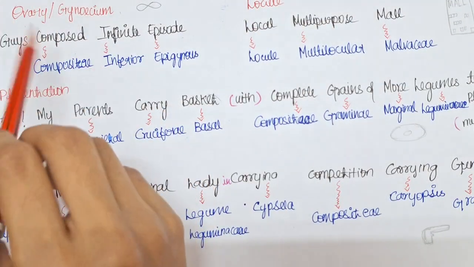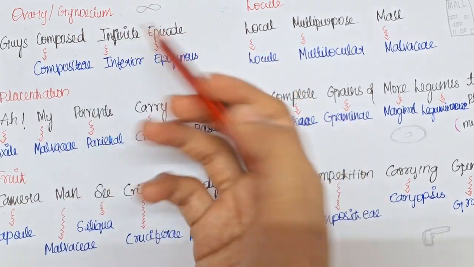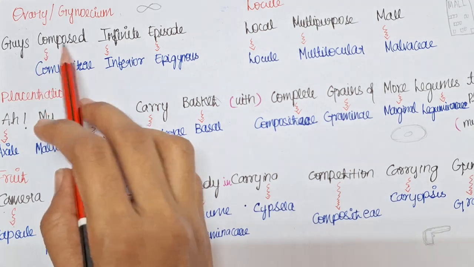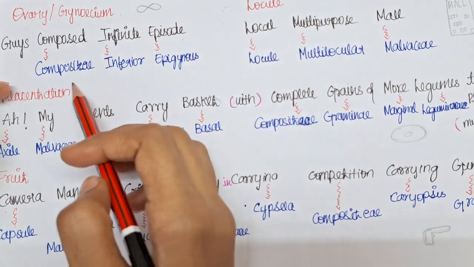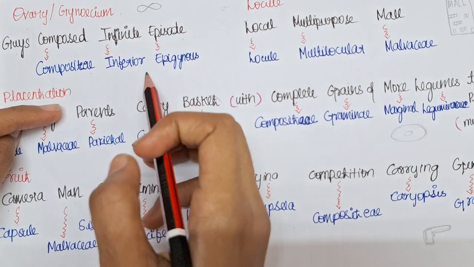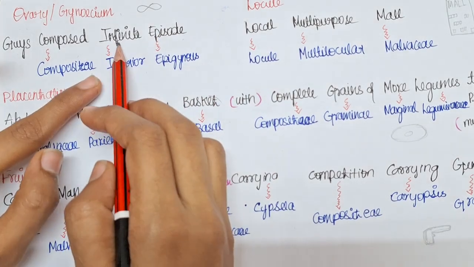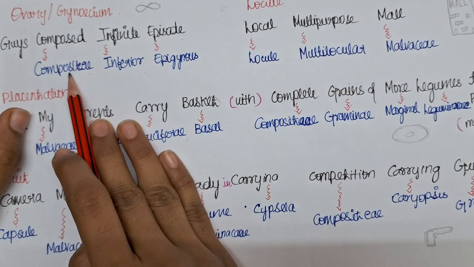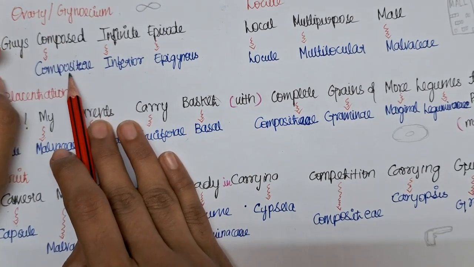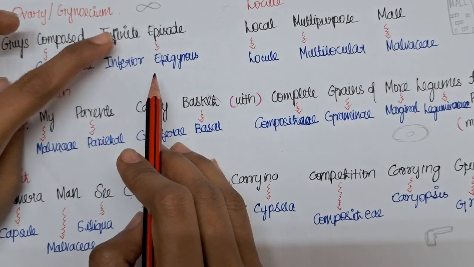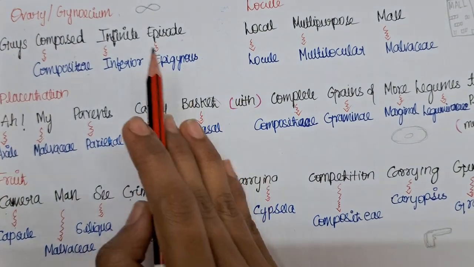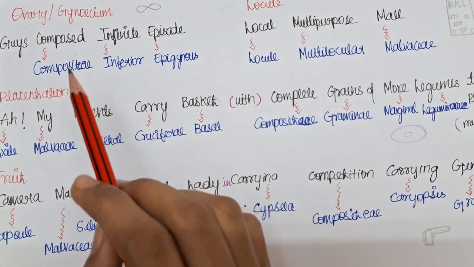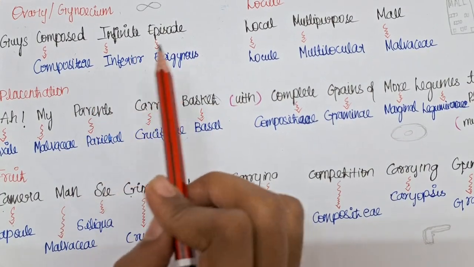Guys, gynoecium. So guys means gynoecium. So ovary or else gynoecium, both are same, right? So guys composed infinite episode. So whenever we say compose, the word itself you could see, it is composite, infinite, inferior, episode, epigynous, inferior, epigynous. Very easy to memorize all the words, okay? So no need to worry. Ovary or gynoecium, the short trick will be guys, gynoecium, composite, infinite, inferior, episode, epigynous. So infinite symbol. Okay, so only in composite you will be seeing inferior and epigynous ovary.